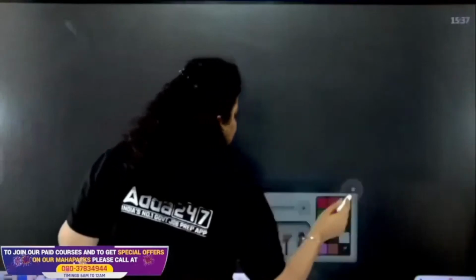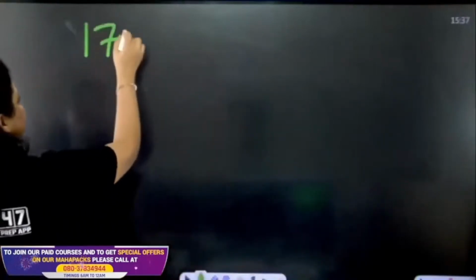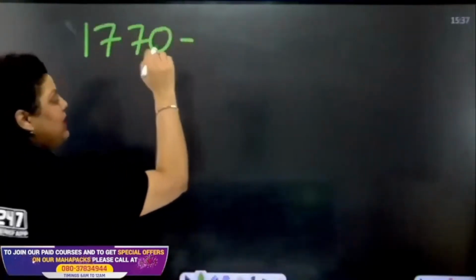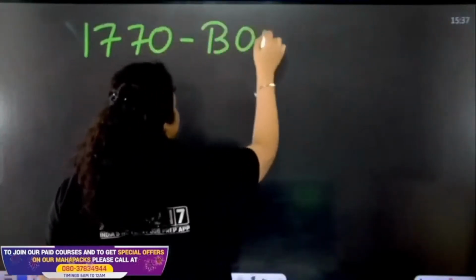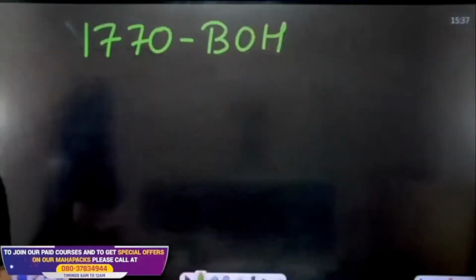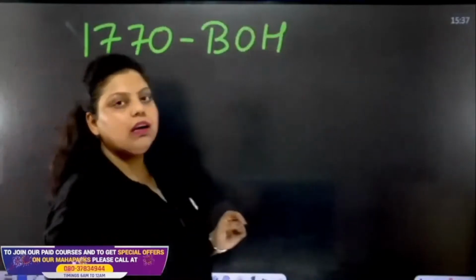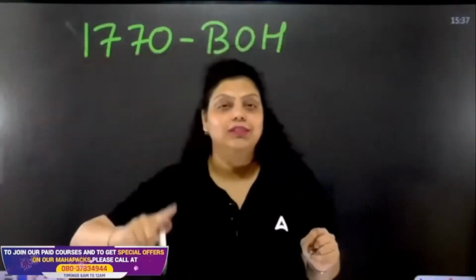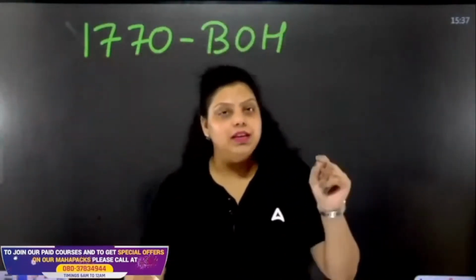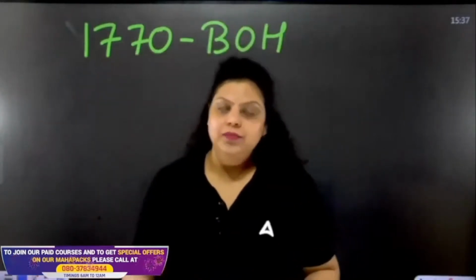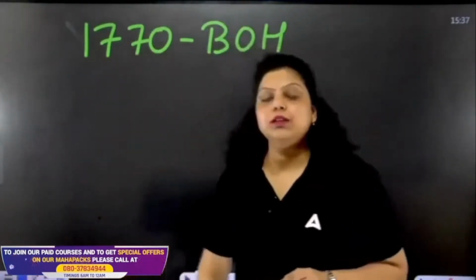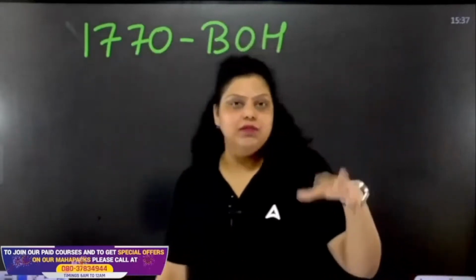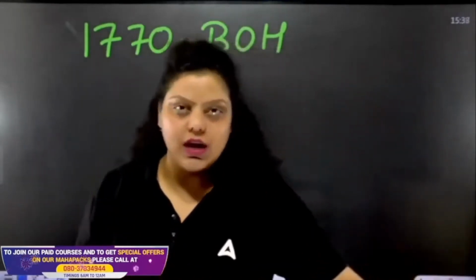So first of all, in the year 1770, we have seen that the establishment of Bank of Hindustan was done, and this was the first bank which was established in our country in 1770, and the headquarter of the bank was in Calcutta. Now this Bank of Hindustan is the first bank which started the formal financial system in our country.